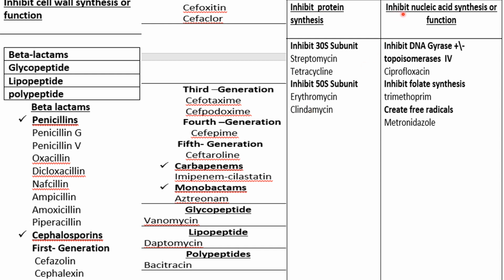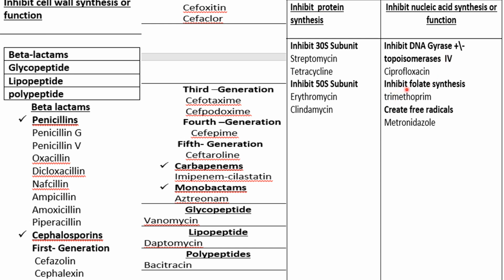There are also some antibacterial drugs that inhibit the nucleic acid synthesis or function. They are further classified into these three subclasses. The first class is those that inhibit DNA gyrase or topoisomerase 4. DNA gyrase is actually an enzyme that is involved in the coiling of DNA. So ciprofloxacin is a group of antibacterial drugs that inhibit this DNA gyrase and thus inhibit the nucleic acid synthesis.